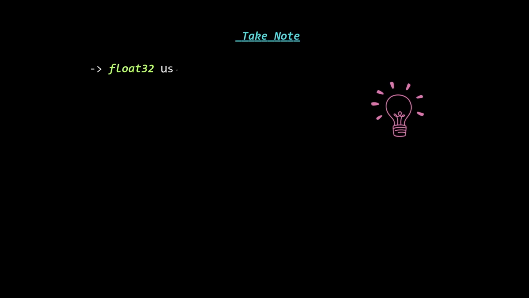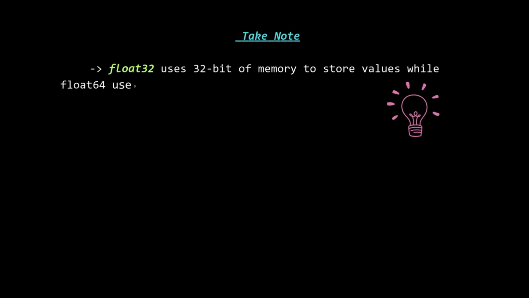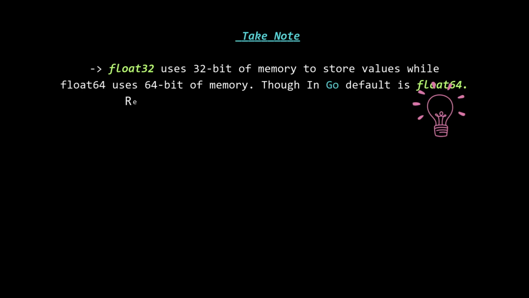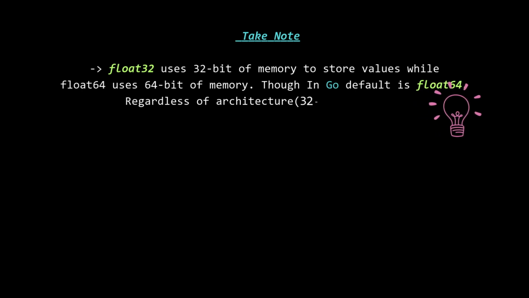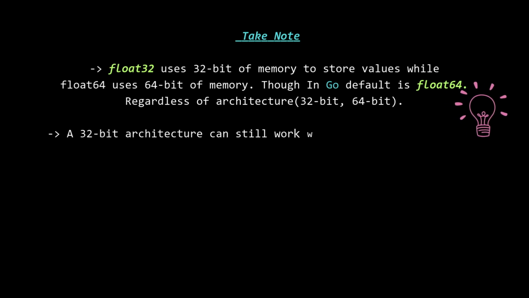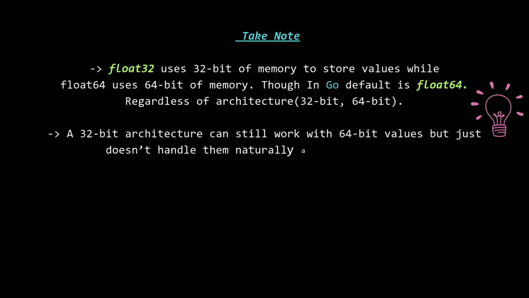Float32 uses 32 bits of memory to store values, while float64 uses 64 bits of memory. Though in Go, the default is float64, regardless of architecture. That's 32-bit, 64-bit, ARM, x86, whatever. So Go basically says you get 64 bits unless you ask for less. But it's good to know that a 32-bit system can still work with 64-bit values, both integers and floats, but it doesn't handle them as naturally as a 64-bit system would.